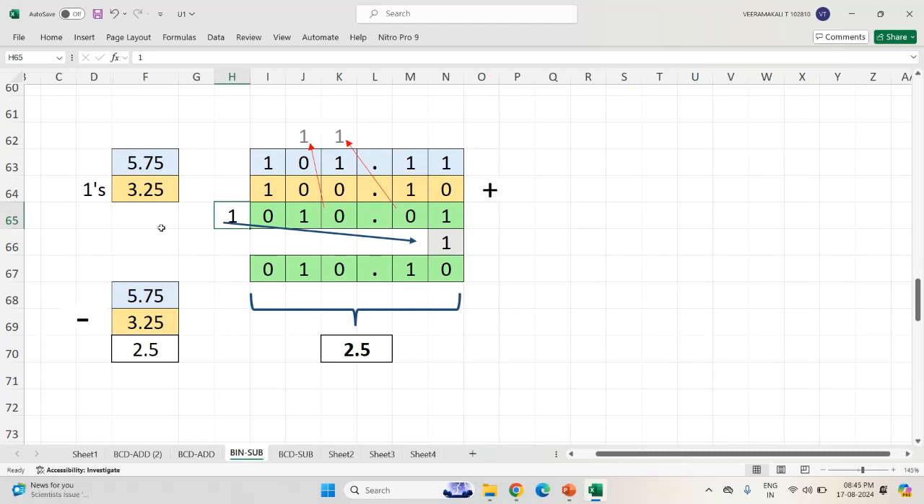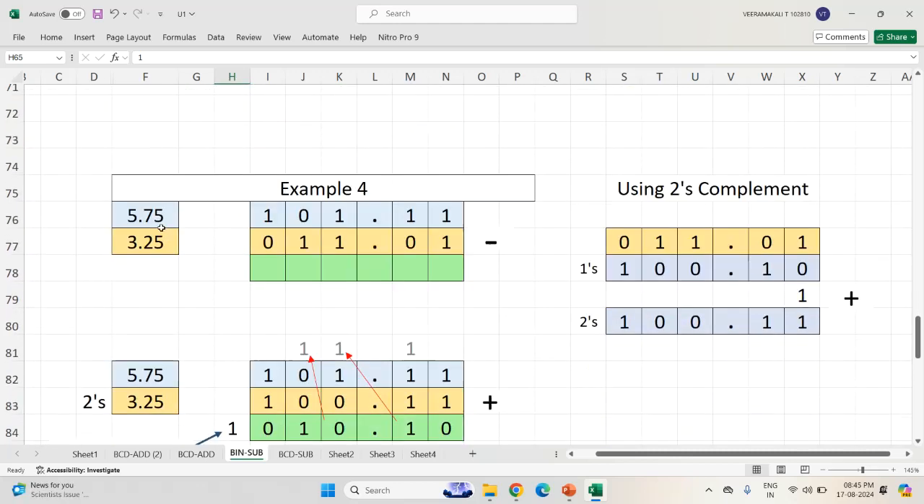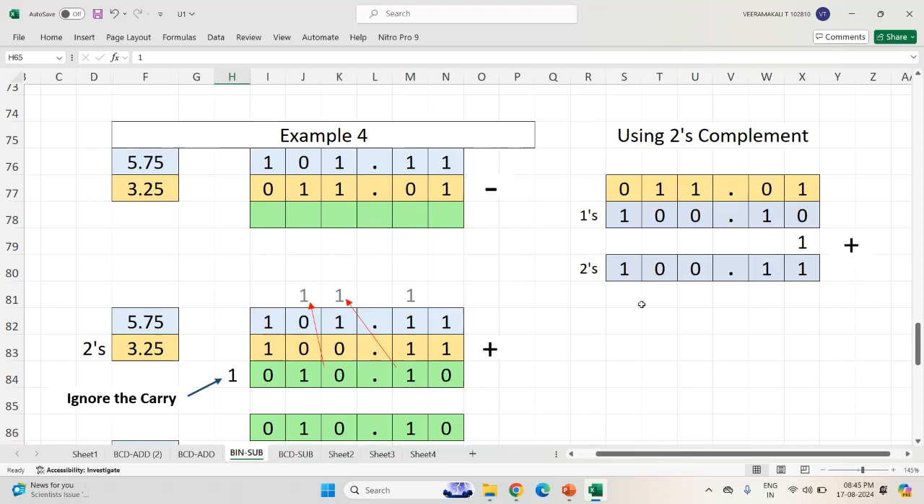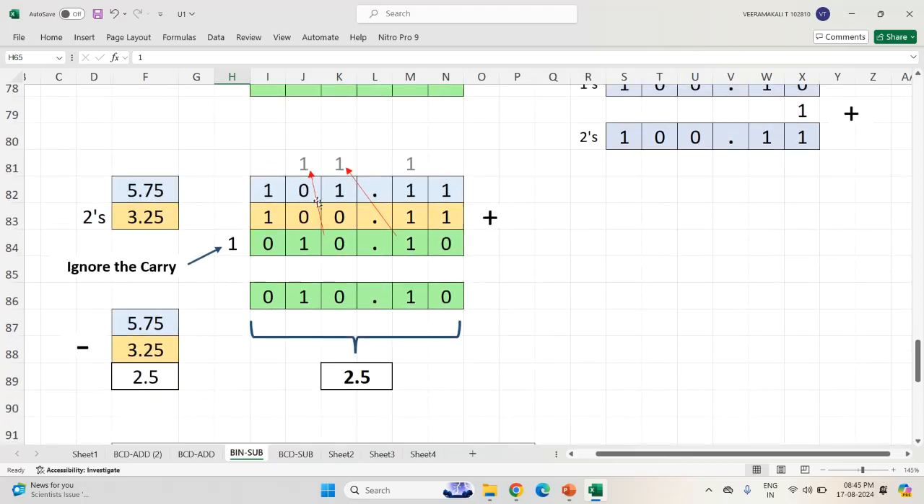In the next example, I want to do the subtraction process with the same numbers but using the 2's complement method. So I can find the 2's complement for the second number. First I write the 1's complement for this number, then add with 1, I can get the 2's complement number. Then this result can be added with the first number.